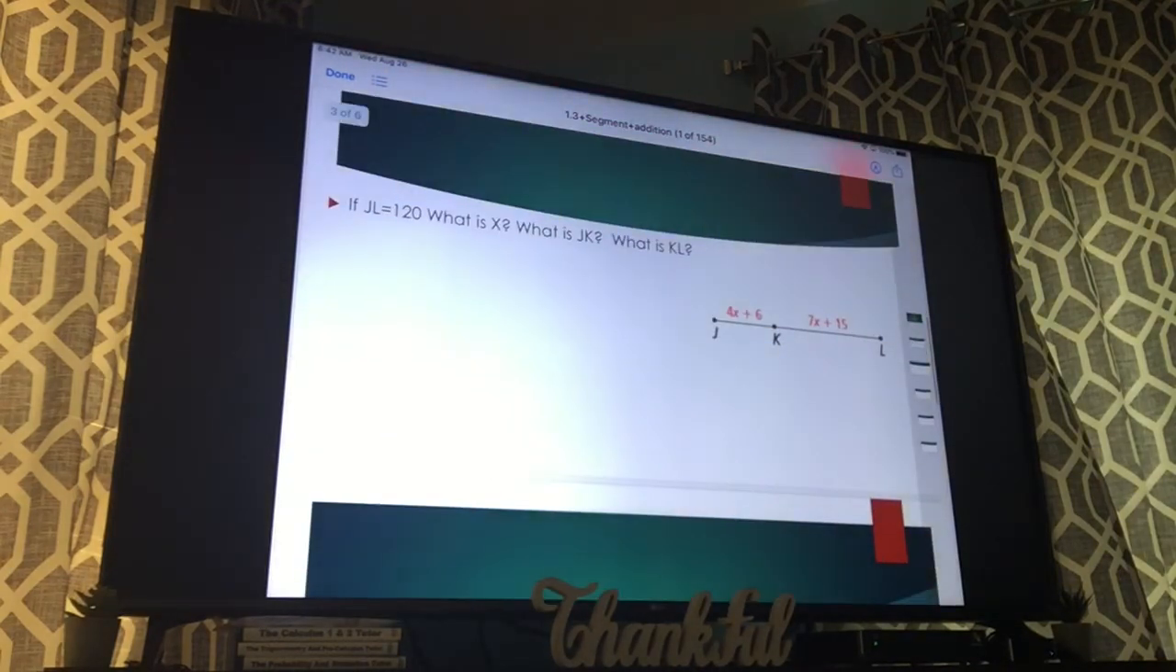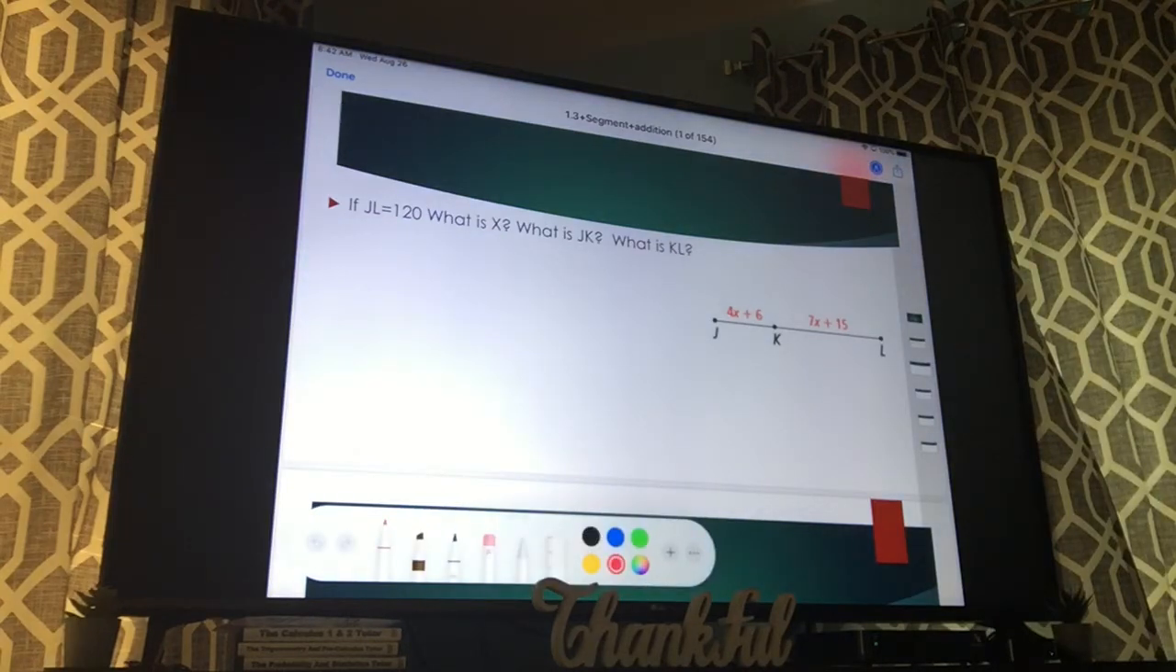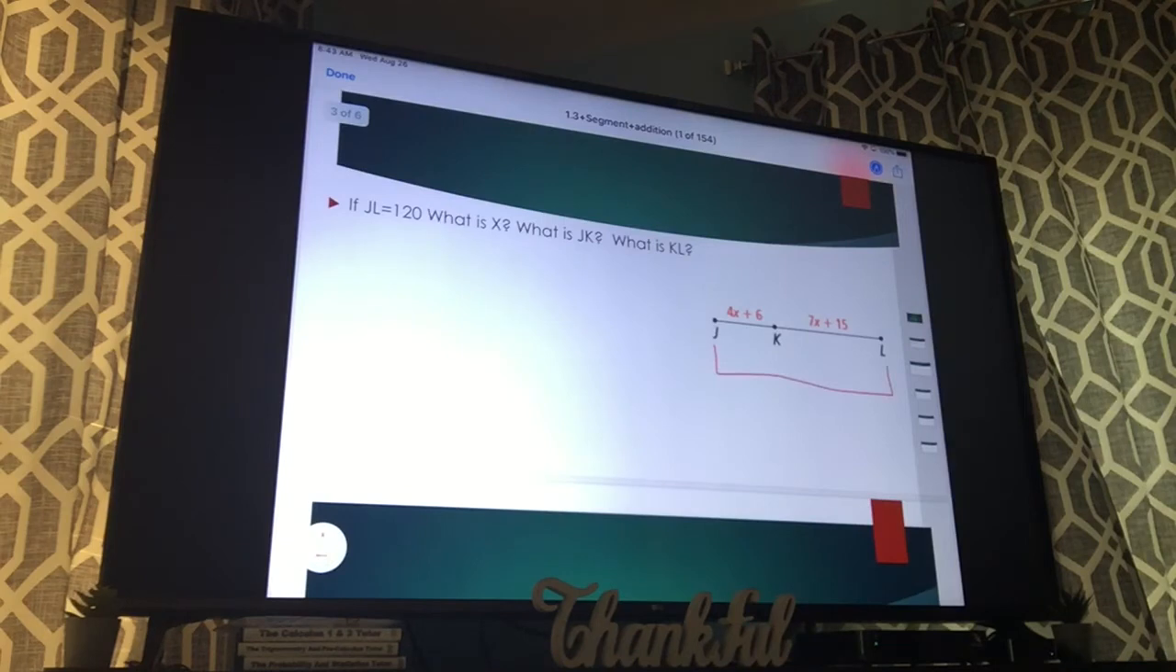Okay, so the first one says, if JL equals 120, what is X, what is JK, and what is KL? Now let's just look at this. Let me pull my marker up here. So it says if JL, here's J and here's L, equals 120, and it wants to know what is X, what is JK, so JK is this one, and KL is this one. They want to know what those are. Well, we know the whole line segment, and so this is where we're going to use the segment addition postulate.